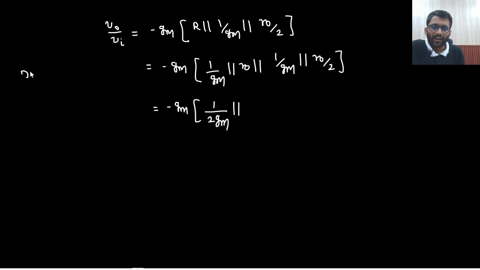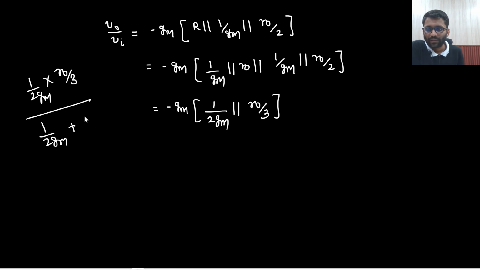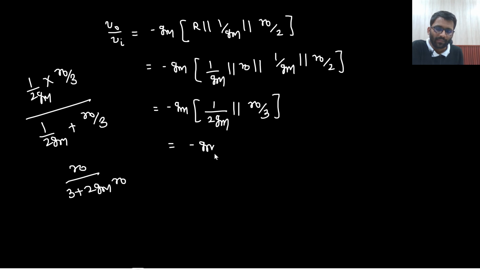And R0 parallel with R0 by 2. What will it give me? It gives R0 square by 2 upon 3 R0 by 2. So basically R0 by 3. Now what will this parallel combination give me? 1 by 2 Gm into R0 by 3 upon 1 by 2 Gm plus R0 by 3. So R0 upon 3 plus 2 Gm R0, right? So this will be minus Gm into R0 upon (3 plus 2 Gm R0).